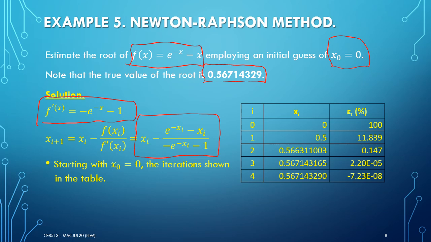So starting with the value of 0, we can see the iteration calculations shown in the table. So you can pause this video and then try to do this example.